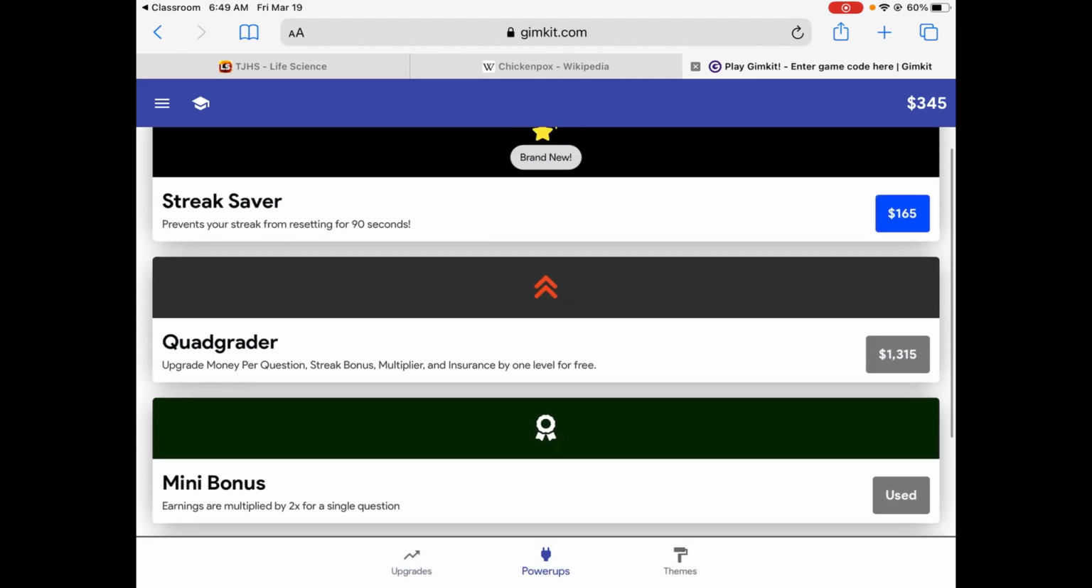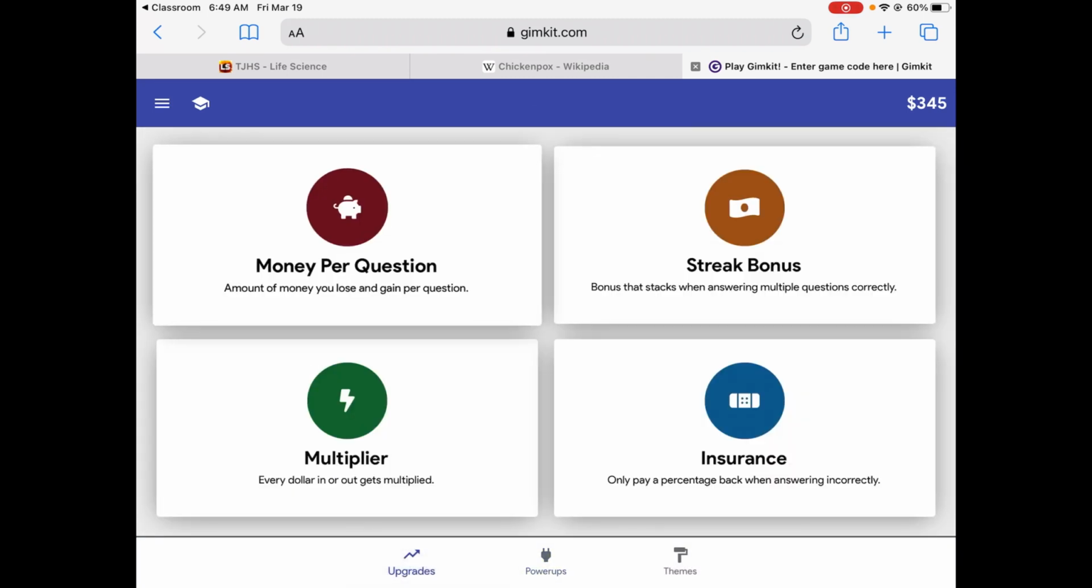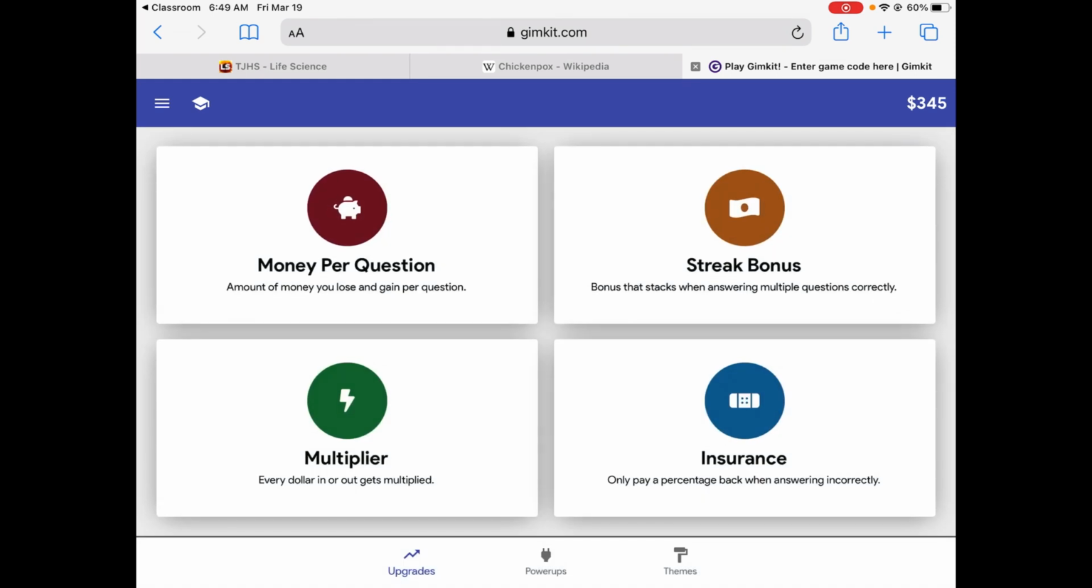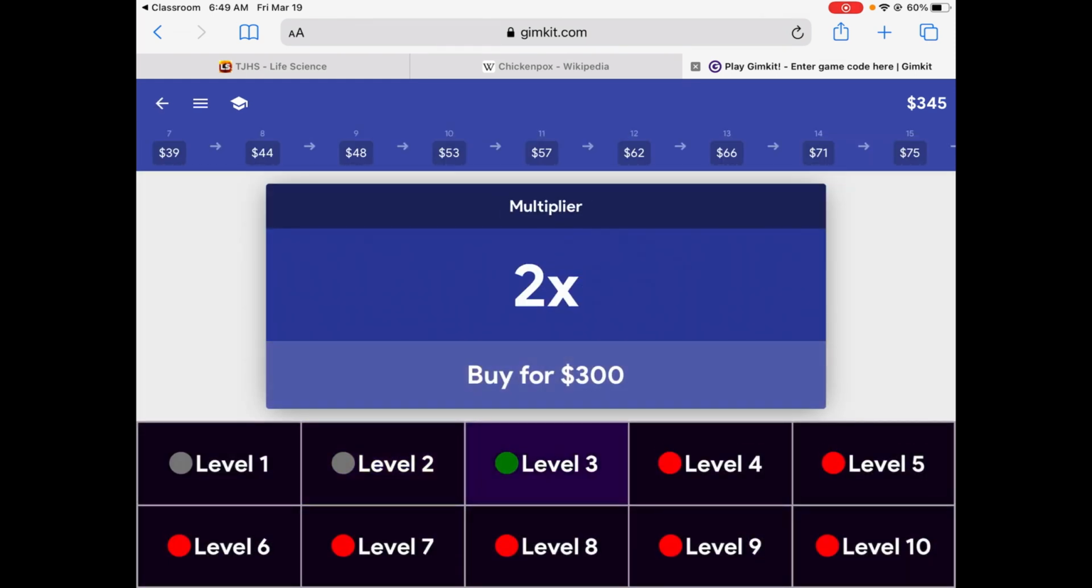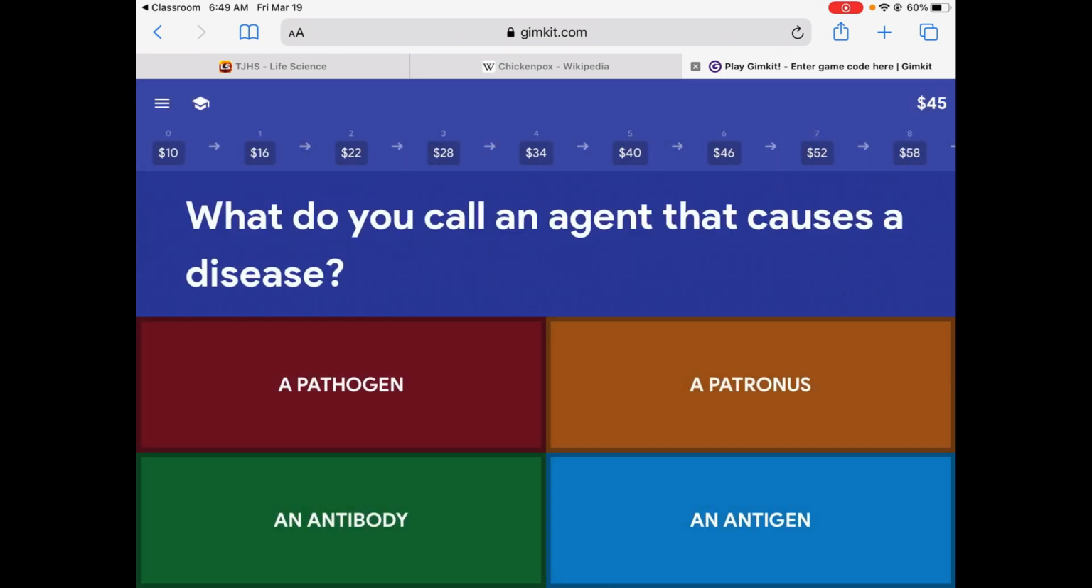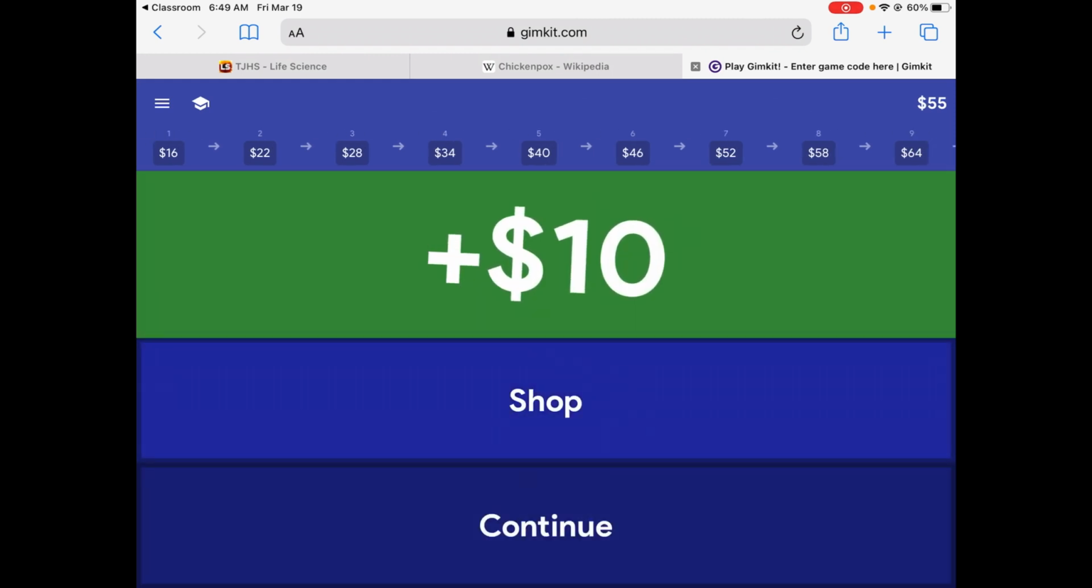We can't afford the quad grader, but if we go to upgrades, we can change our money per question. Or if we go to multiplier, we can change to 2 times. And so now we're going to get more per question. What do you call an agent that causes a disease? A pathogen. So $10 per question doesn't seem like a lot.